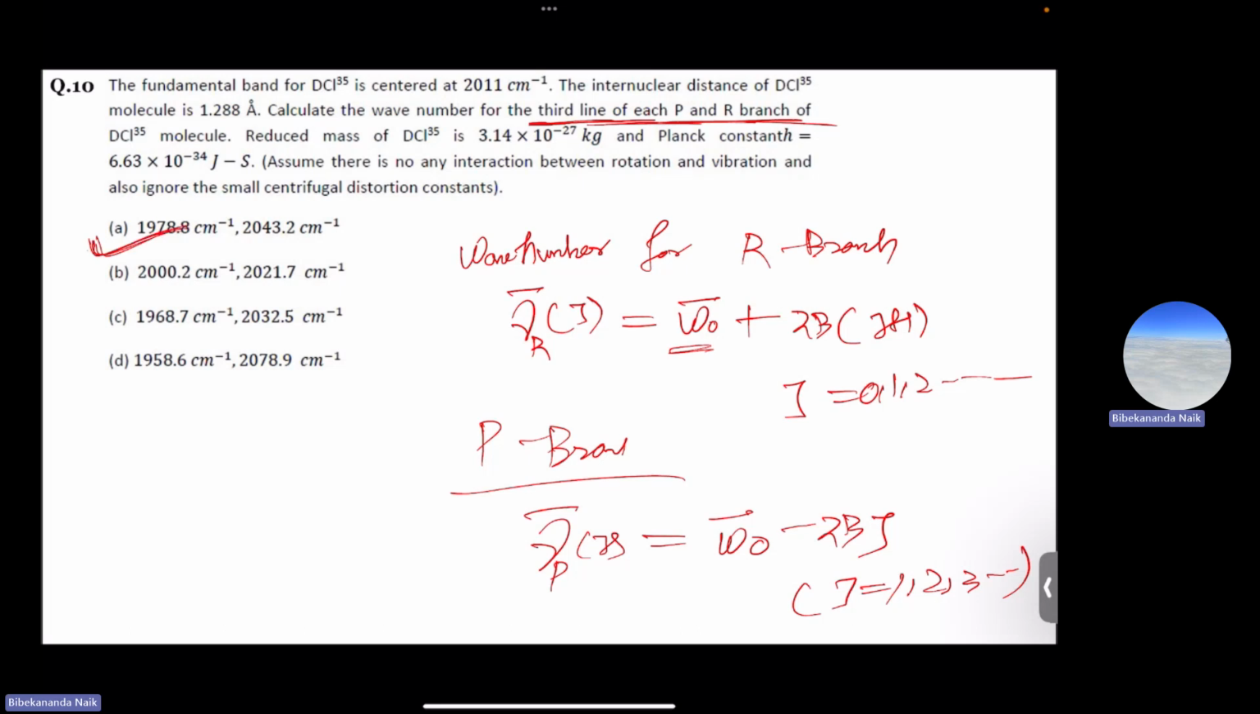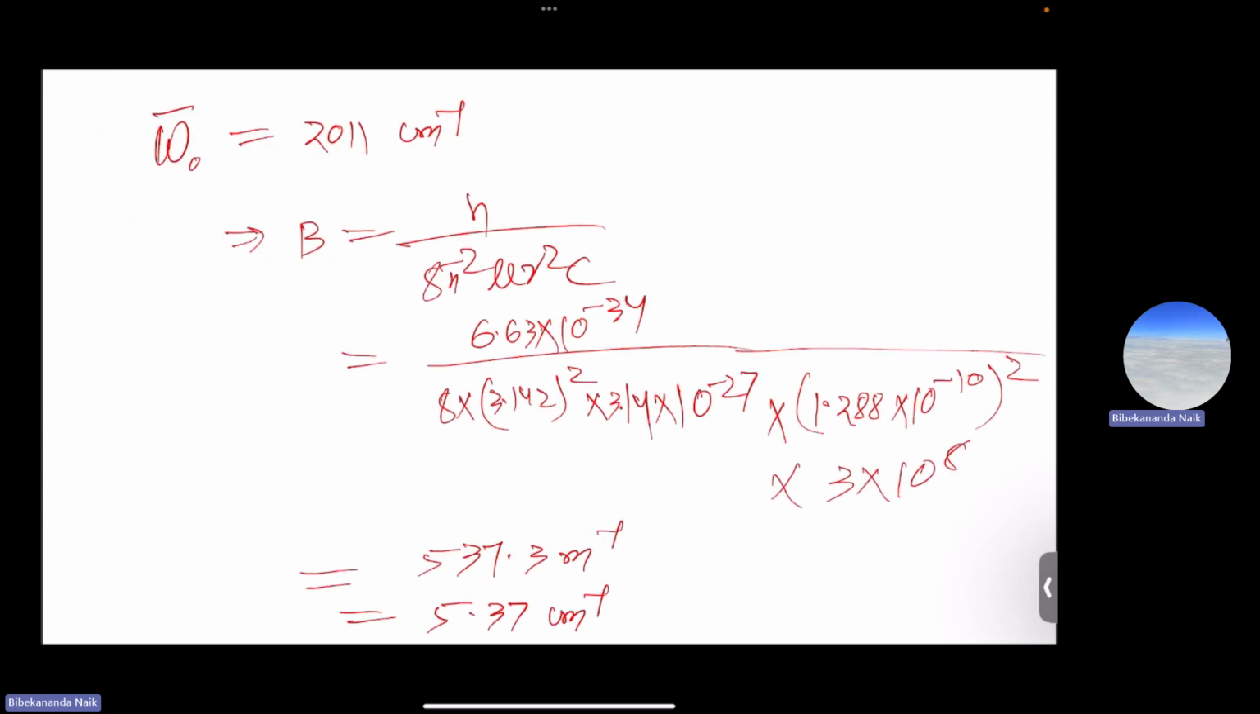So now let's discuss this question once again. The question was that the fundamental band was centered at 2011 centimeter inverse. We just discussed that these are the expressions for R branch and P branch. Fundamental band means it is omega 0 only, the wave number. So omega 0 is given as 2011 centimeter inverse and the internuclear distance is given. Since the internuclear distance and the reduced mass are given, we can calculate the value of B, which is the rotational constant. So the value of B is 5.37 centimeter inverse.